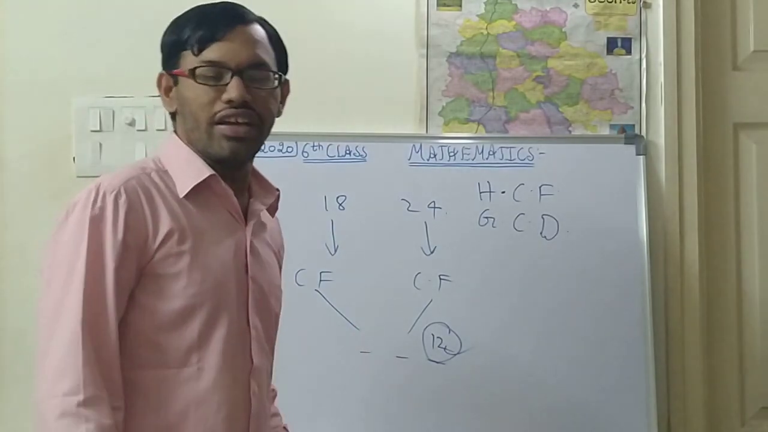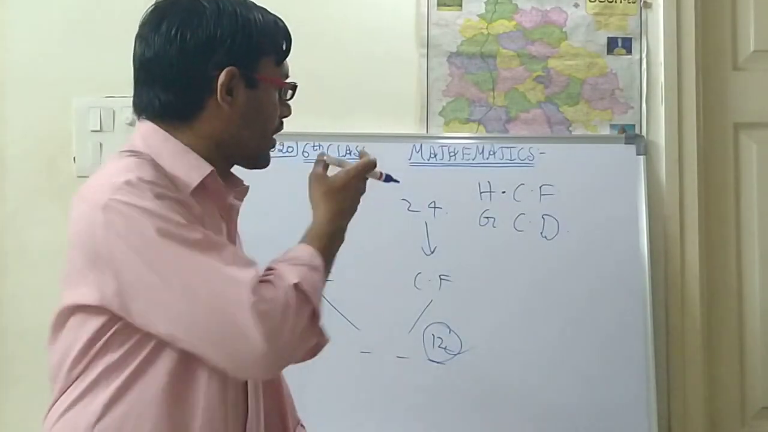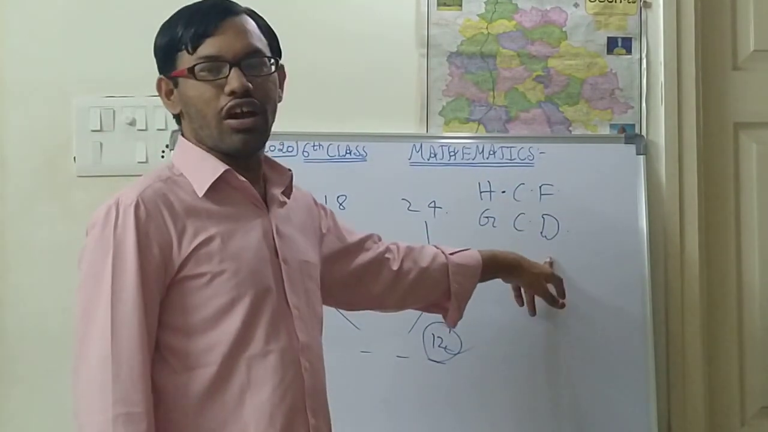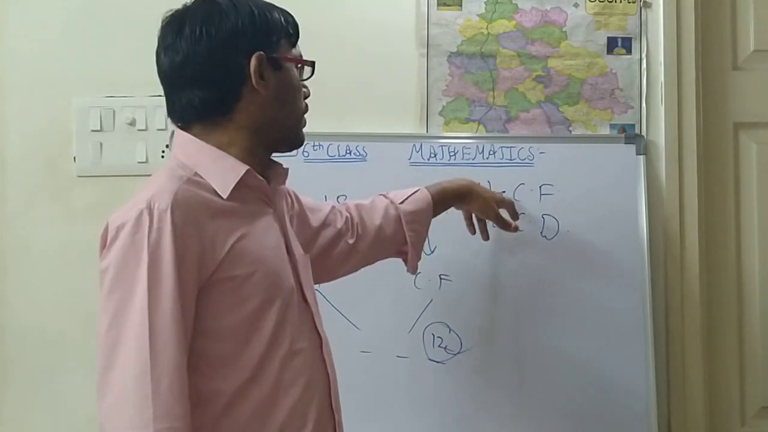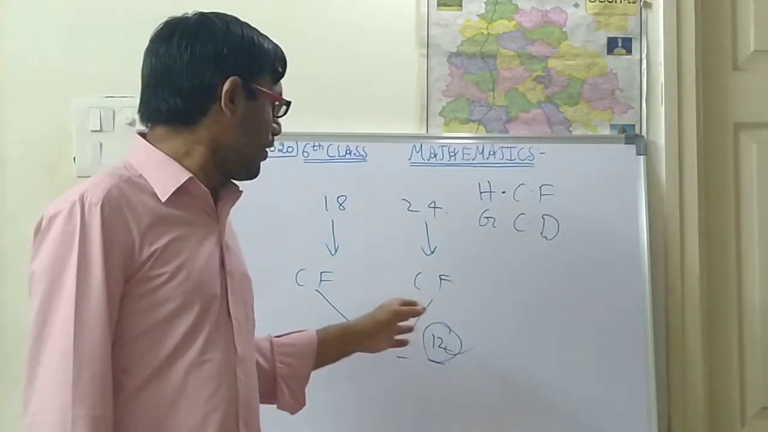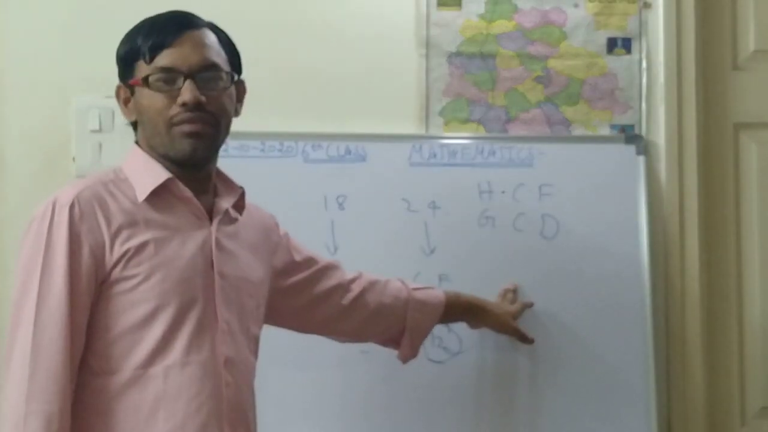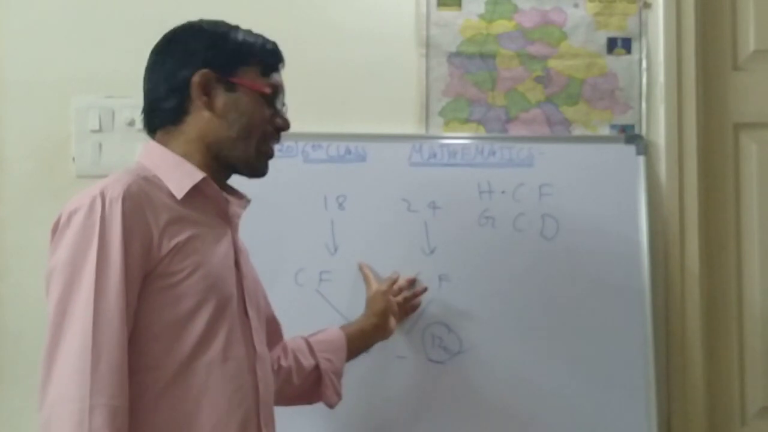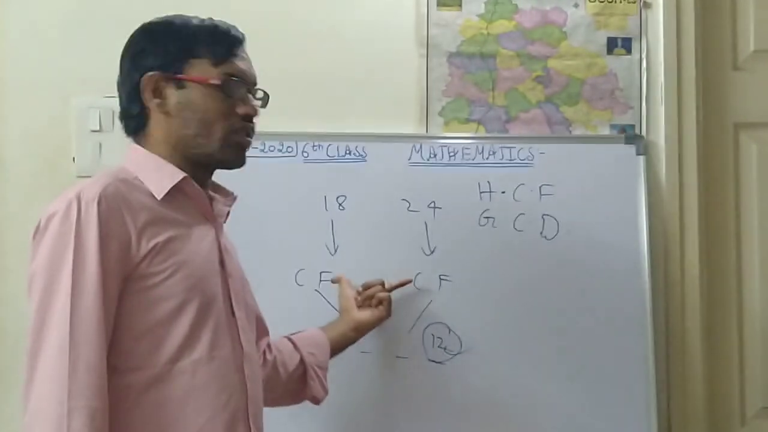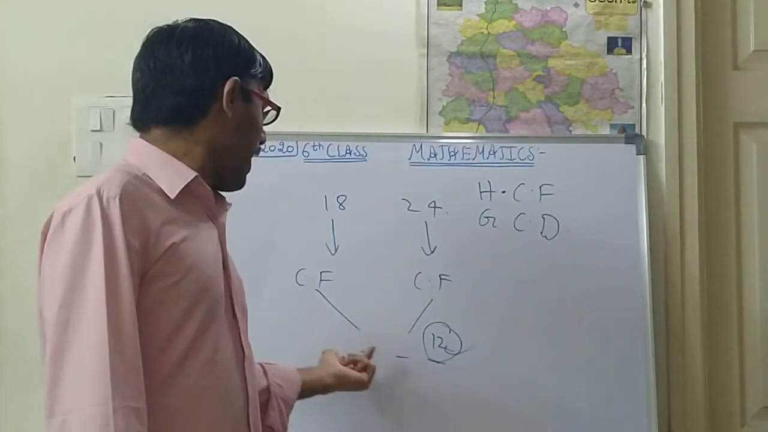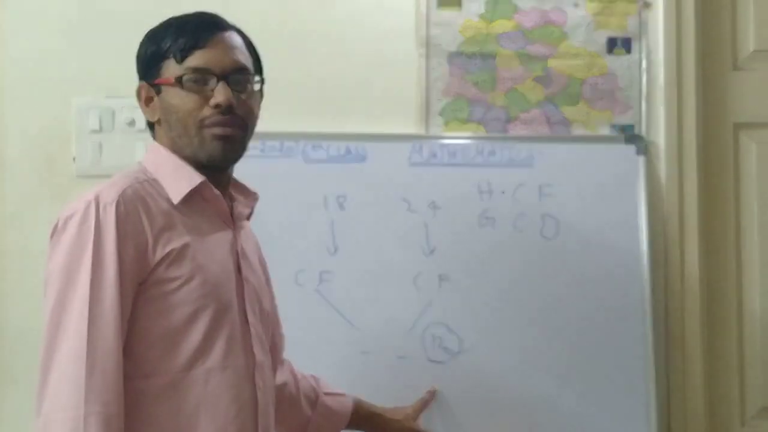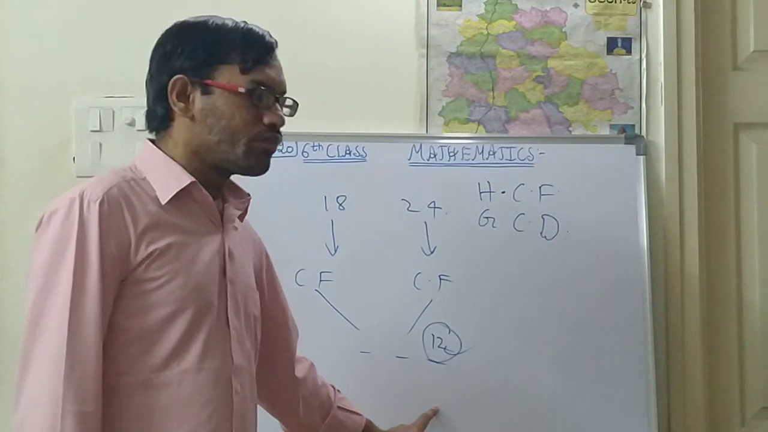From the exam point of view, to confuse you, they will give the question like this: instead of HCF, they will give GCD, greatest common divisor, or instead of GCD, they will say find the HCF of so and so numbers. At that time you should use the same method of finding the factors, get the common factors of both numbers, and then find the greatest, the largest common factor.